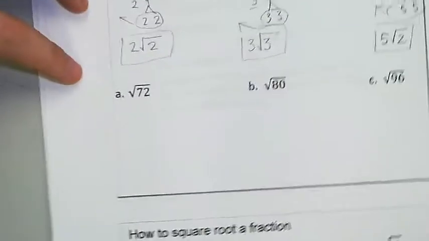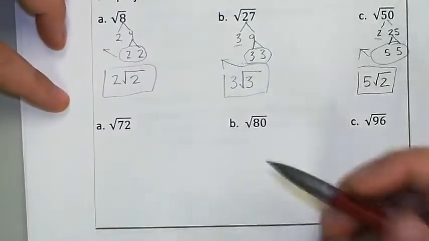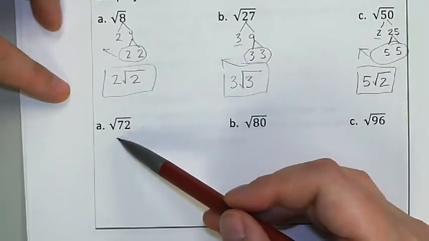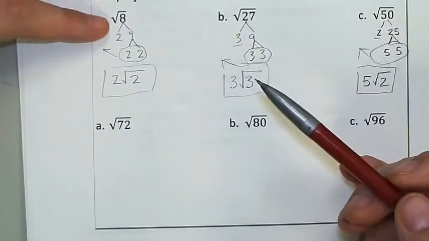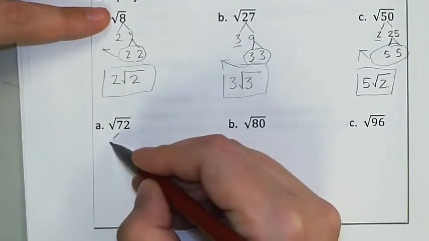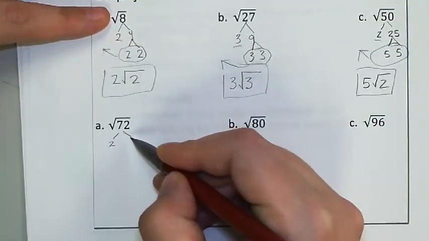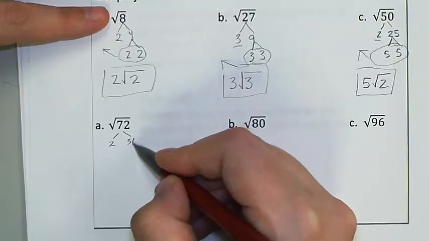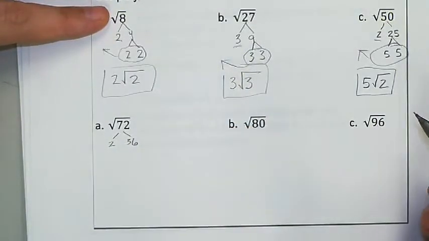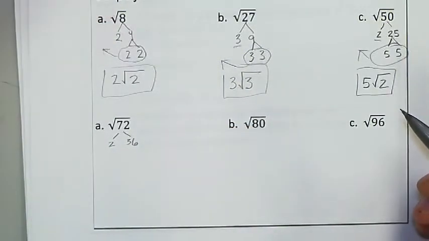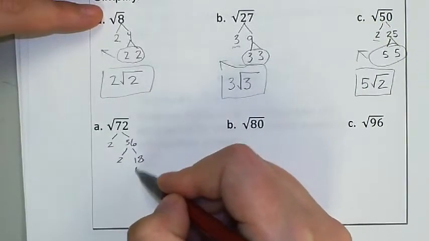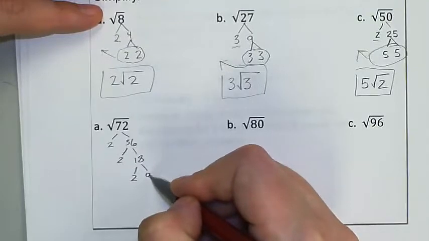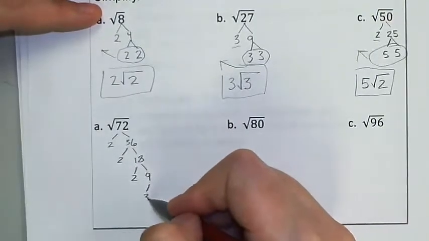All right, so 72 is a little bigger. Again, there's quite a few things that multiply to be 72. You could start with 8 times 9. Again, since it's an even number, I'm just going to take a 2 out first. 72 divided by 2 is 36. 36 can be broken down into 6 times 6, or again, it's even, so I can take out a 2 again. I'm going to continue to take out a 2, get 2 and 9, and 3 and 3.